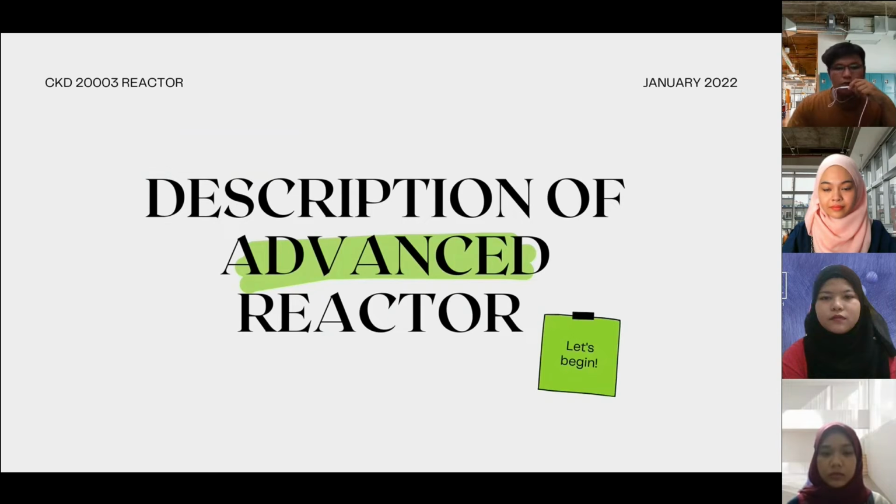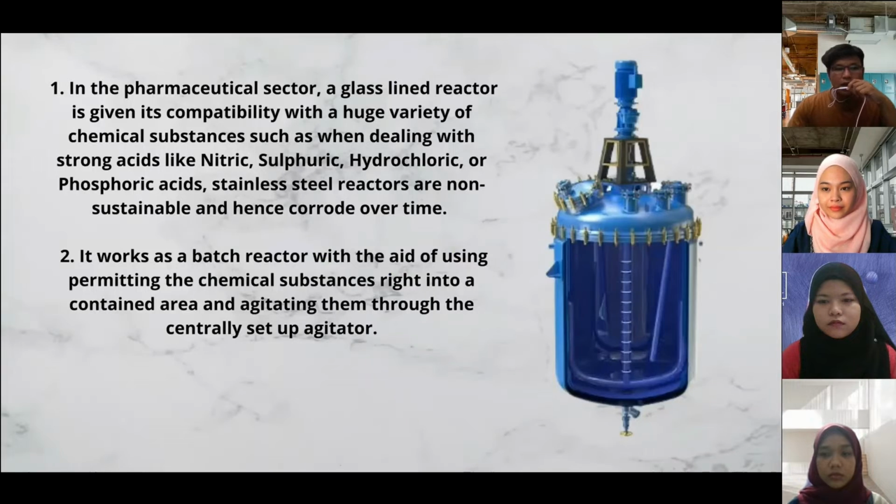Okay, now we move to the description of the advanced reactor. Firstly, this is the glass-lined reactor. In the pharmaceutical sector, a glass-lined reactor is used given its compatibility with a huge variety of chemical substances, such as when dealing with strong acids like nitric acid, sulfuric acid, hydrochloric acid, or phosphoric acid. Stainless steel reactors are non-sustainable and hence corrode over time.